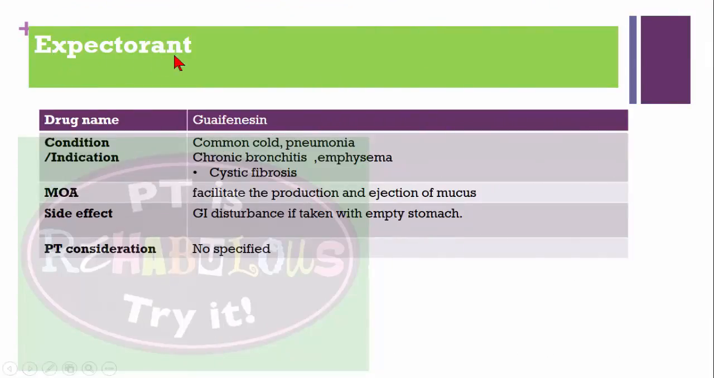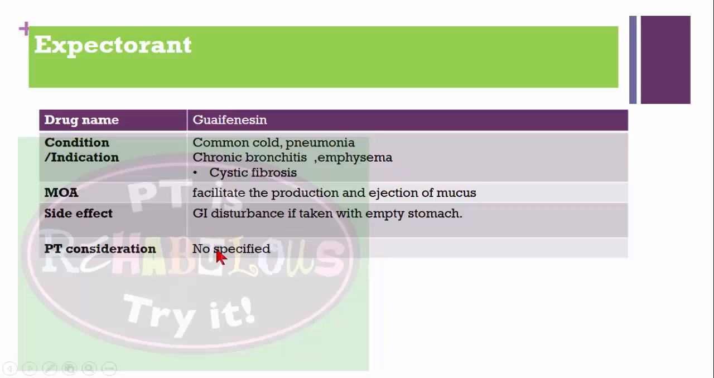Lastly, we are going to see expectorants. The expectorant is guaifenesin. Mostly this is used for common cold, pneumonia, emphysema, cystic fibrosis and bronchitis. Mechanism of action: facilitate the production and ejection of mucus. Side effect: GI disturbance if taken on an empty stomach. So the physician will tell the patient to take this drug with some food.